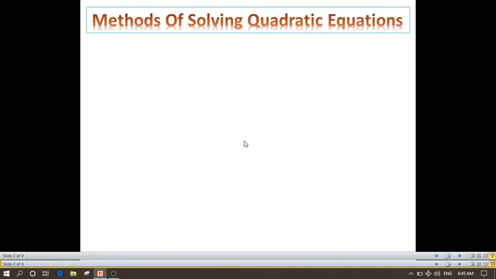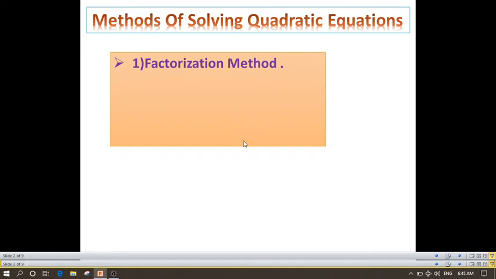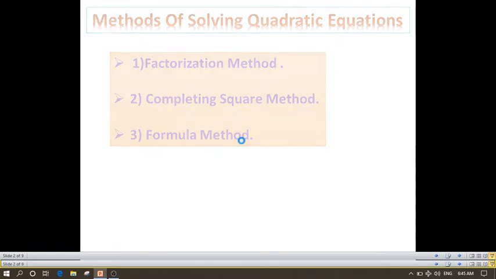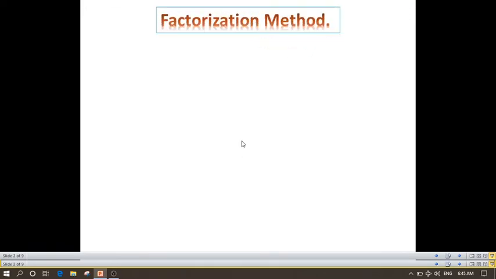Now see, in this chapter we have to study totally 3 methods. First method, factorization method; second method, completing square method; and third method, formula method. Now first take the first method, factorization method.